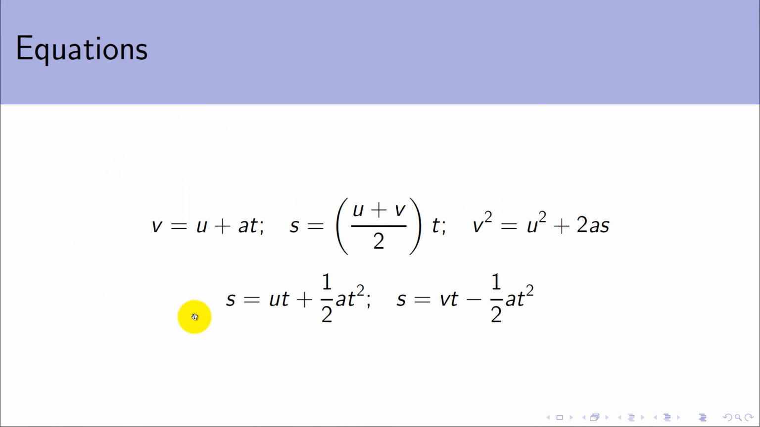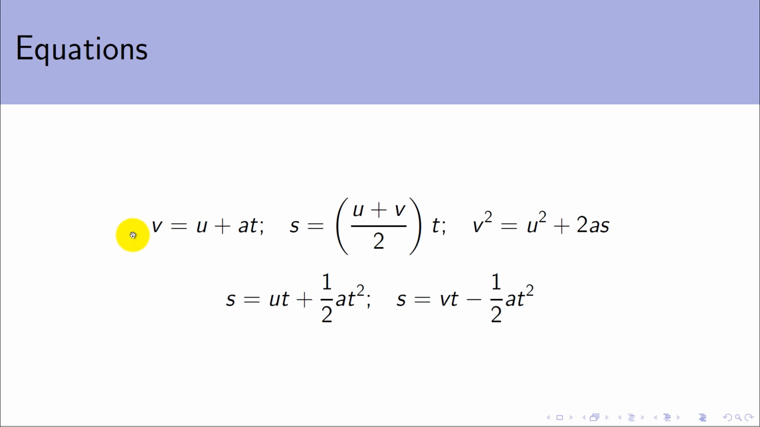So let's look at the equations. Here they are. There's actually 5 here, separated by these semicolons. So we've got V is U plus AT, we've got S is U plus V over 2 times T, we've got V squared is U squared plus 2AS, S is UT plus half AT squared, and S is VT minus a half AT squared.